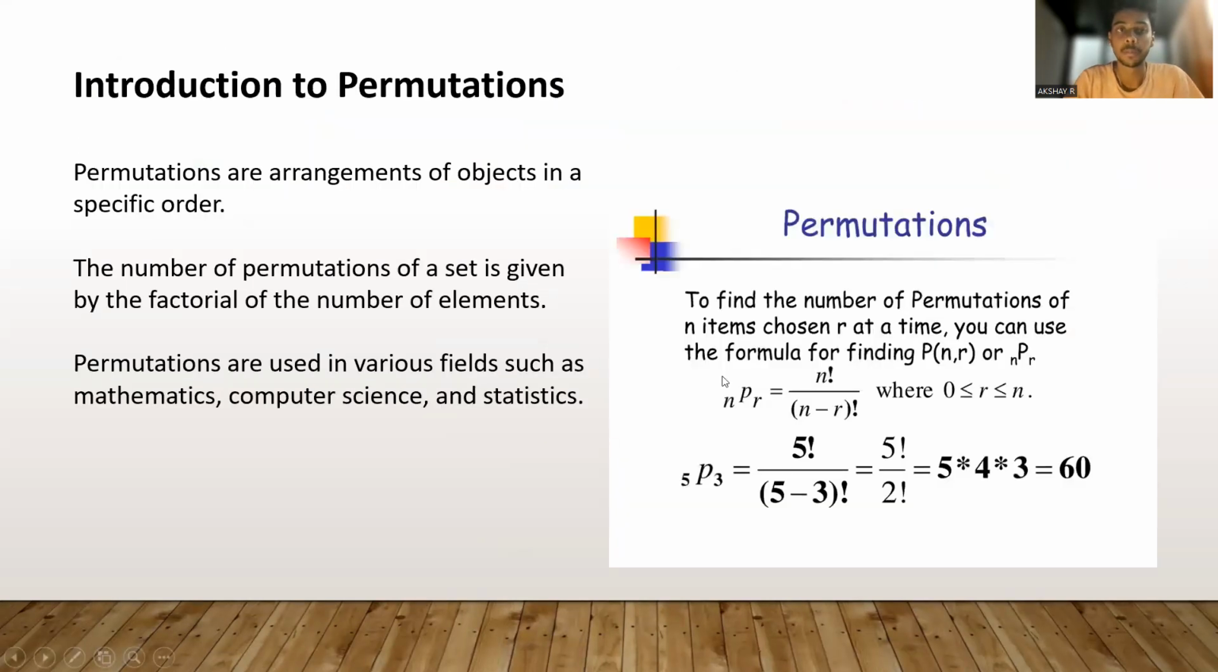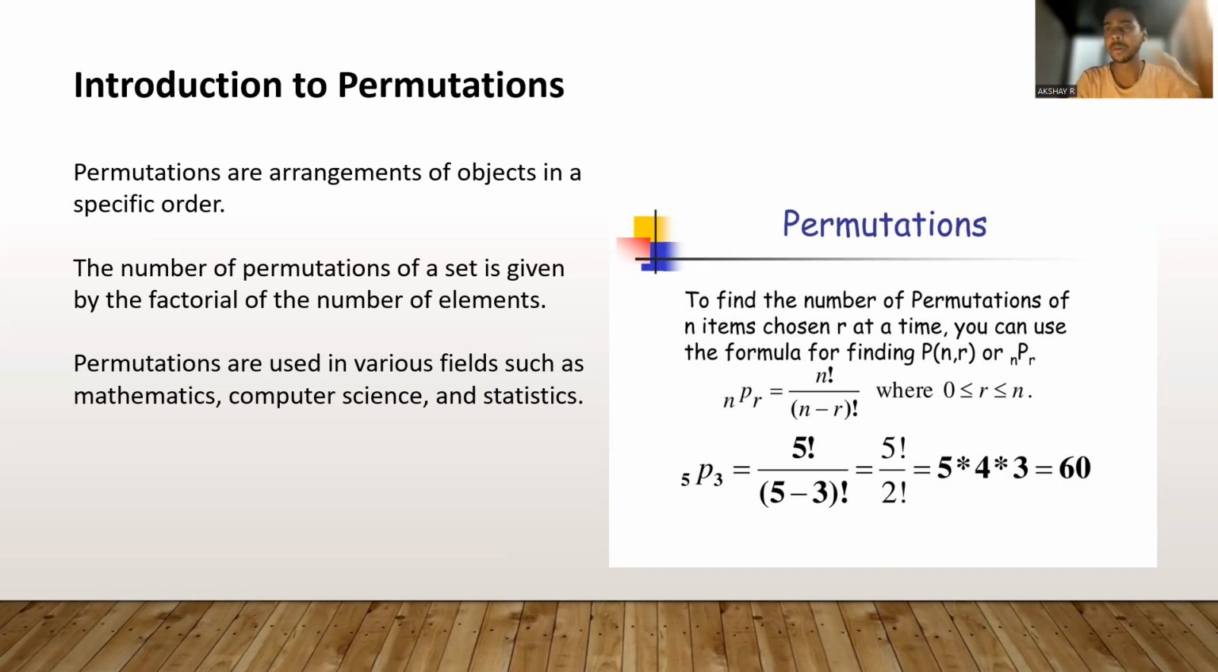Coming to the introduction to permutation. Permutations are the arrangements of objects in a specific order, and the number of permutations of a set is given by the factorial of the number of elements. Permutations are used in various fields such as mathematics, of course, computer science, and statistics.